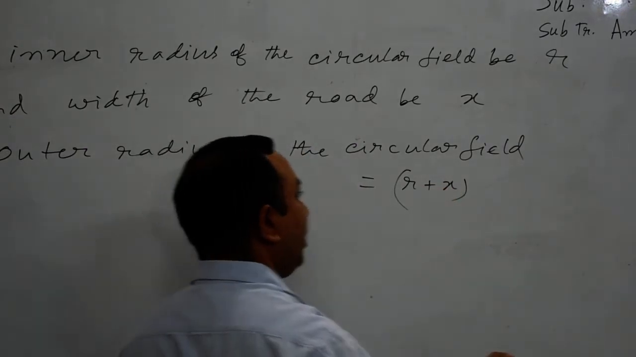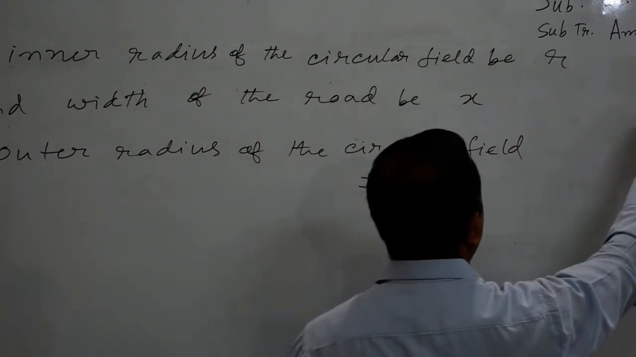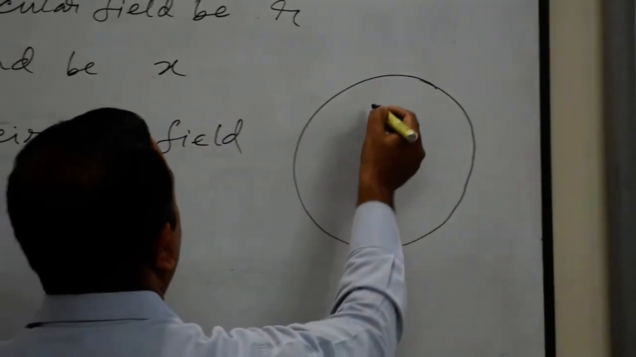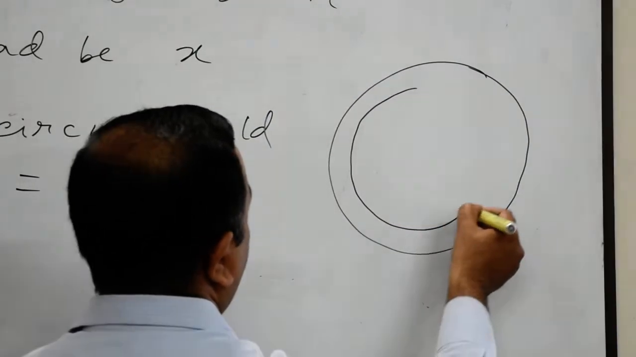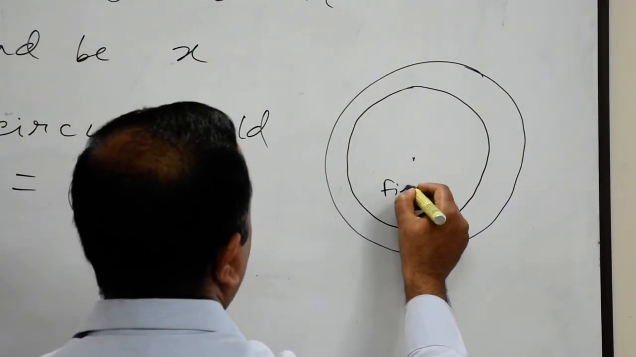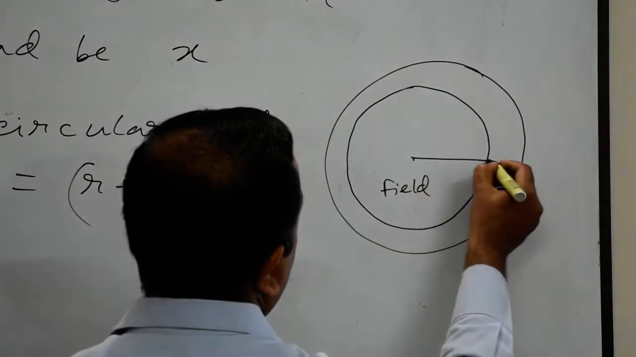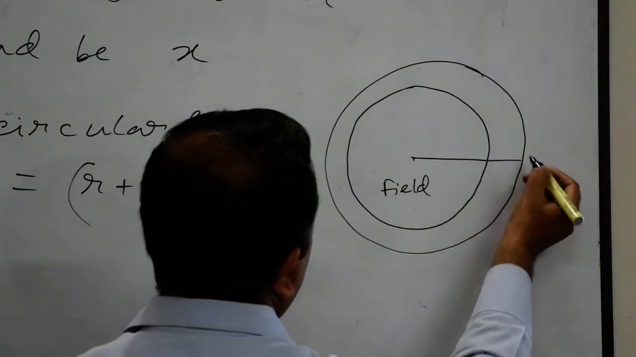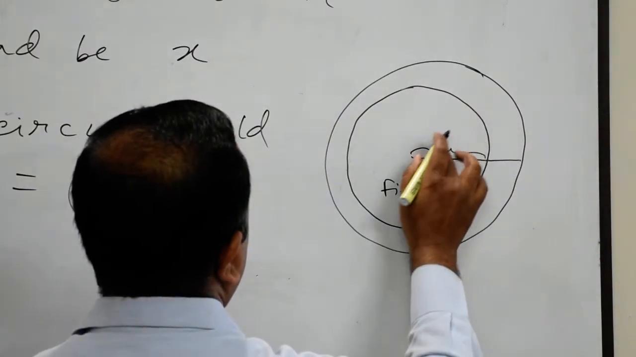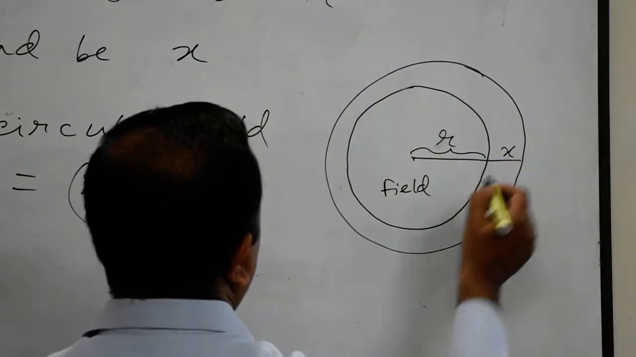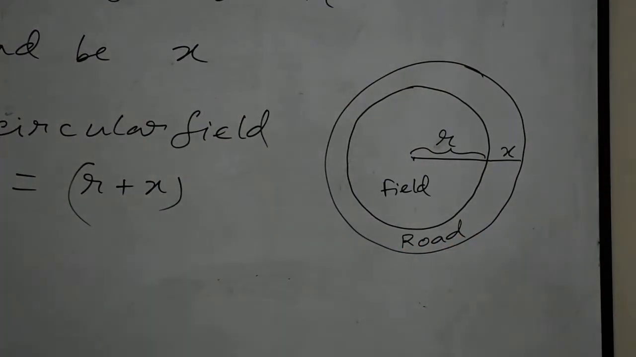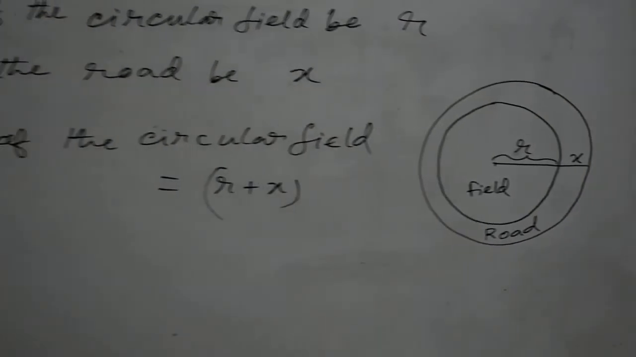If necessary, you can draw the figure also. In previous solution, you can also draw the necessary figure. Suppose this is field, this is radius of the field, and this is width of the road. That is R, that is X, that is road. You can draw the related diagram.